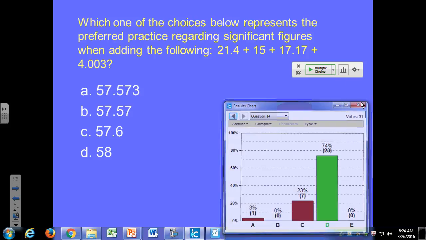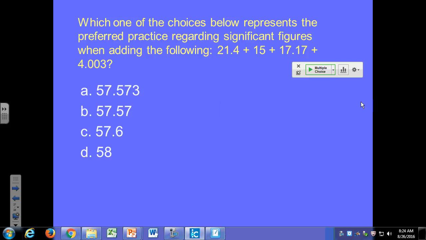Okay, D is the right answer. Keep the lowest number of decimal places. Lowest number of decimal places.